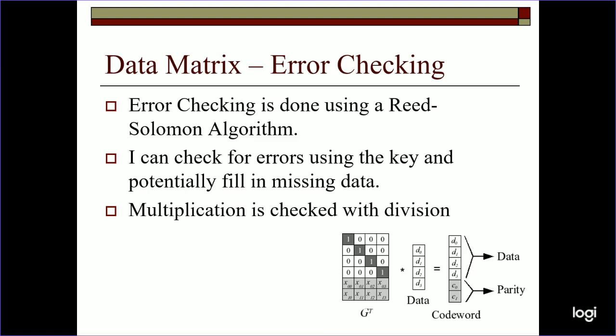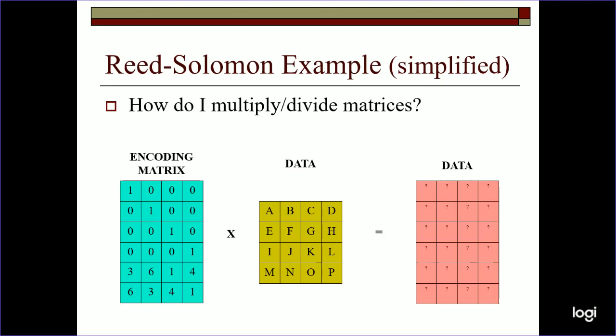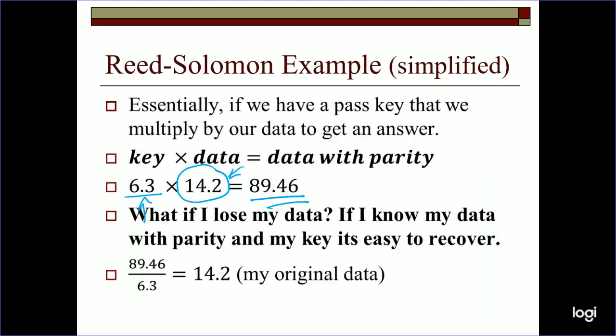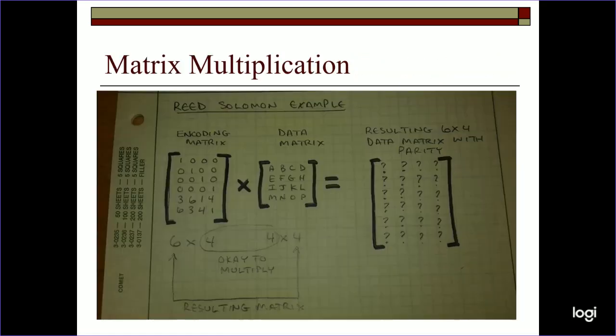When we do error checking, the Reed-Solomon algorithm uses these other pieces of data and what's called a matrix algorithm. We use an encoding matrix, we use a data matrix, and we get this data. We can get back by dividing back out again. It's that exact thing I was just talking about a minute ago: I have a key, I have data, and I have data with parity. This part will not be on the test, and I'll show you why.